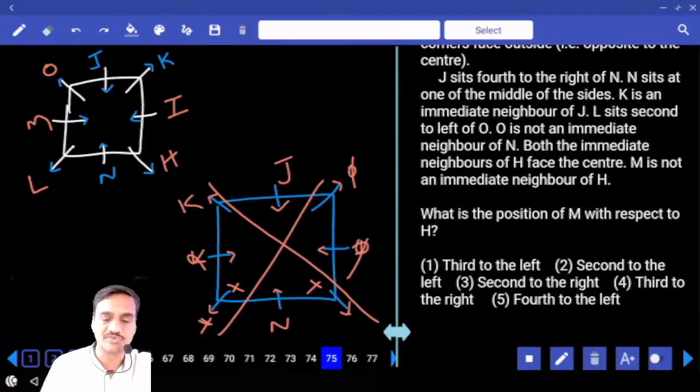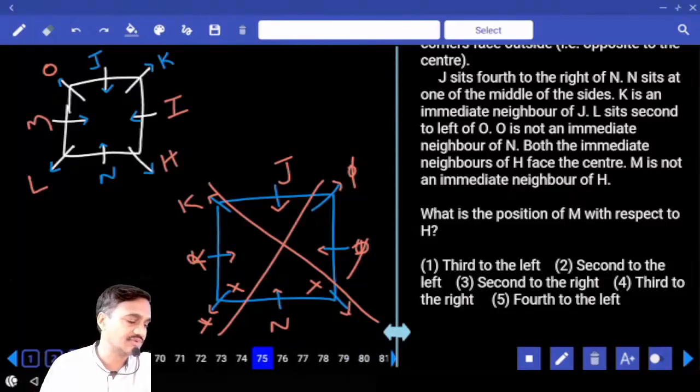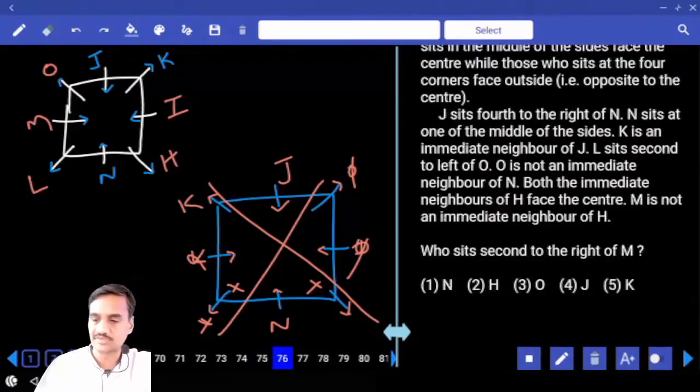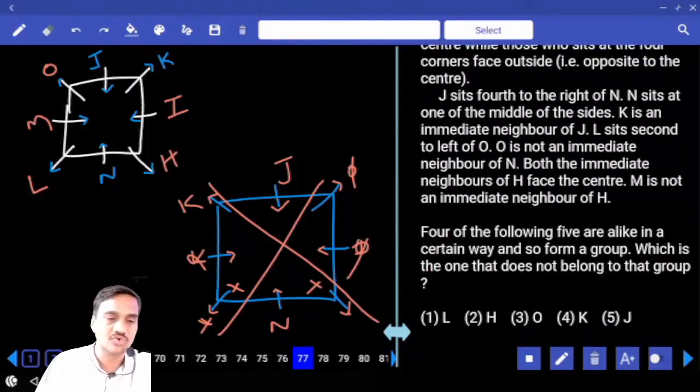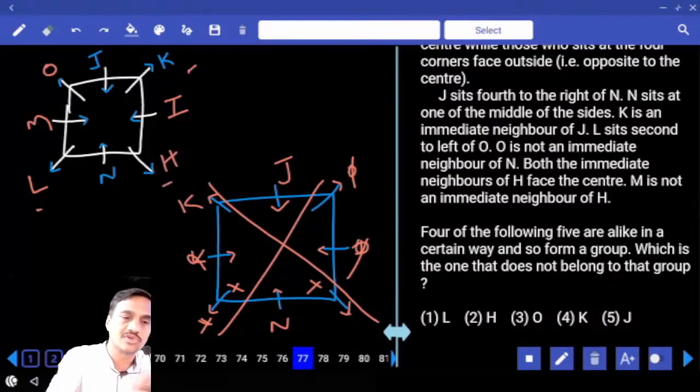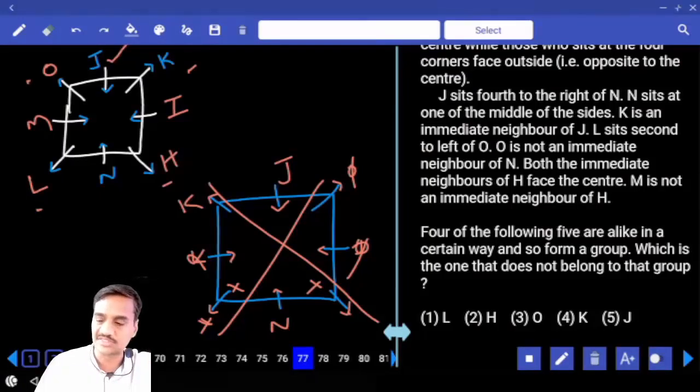M with respect to H, 1, 2, 3 out to the right, choice 4, question number 75. Then 76. Who sits second to the right of M? N sits second to the right of M, that is choice 1. And 4 out of the following, L, H, O, K, J: L, H, O, K, except J, the remaining are at the corners and J is at the center.